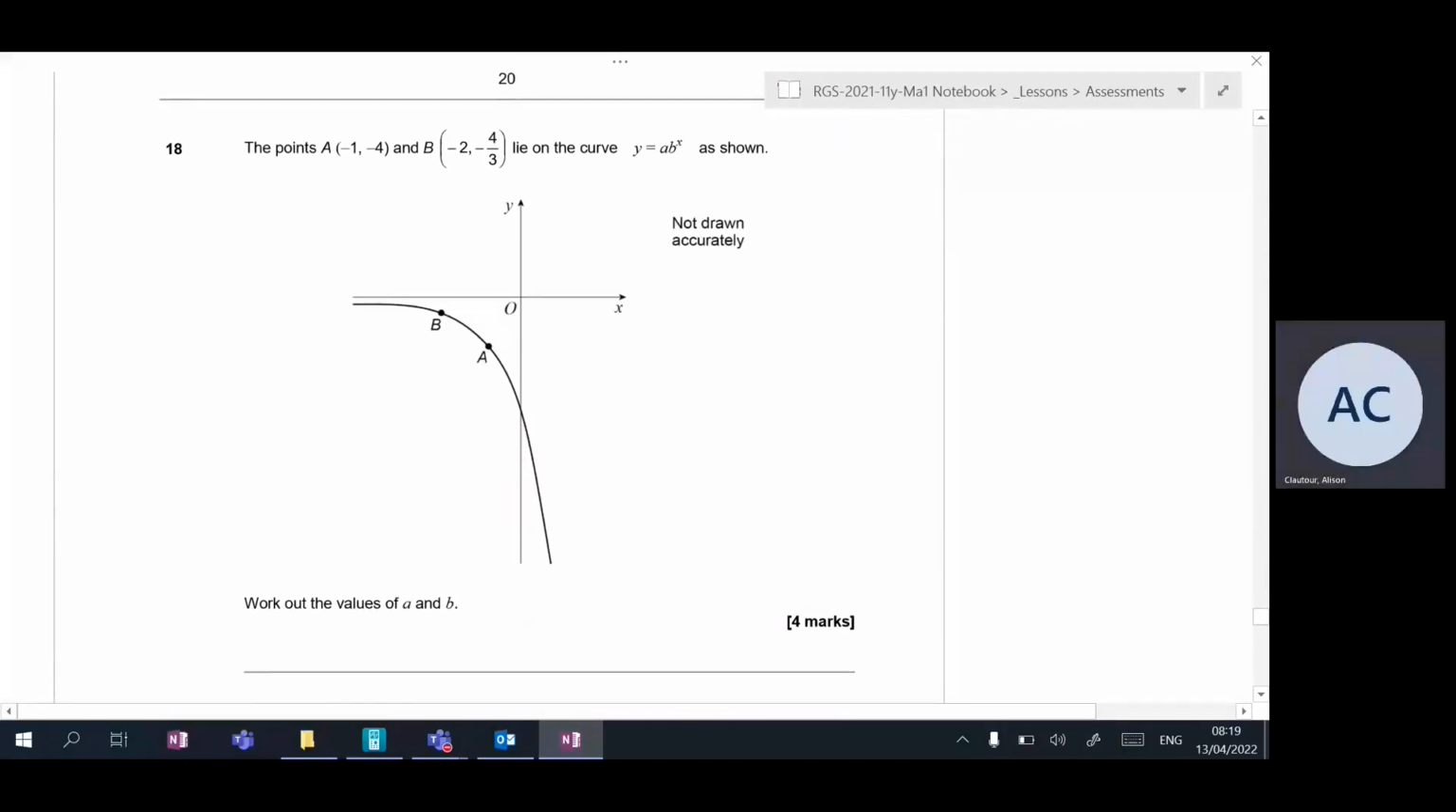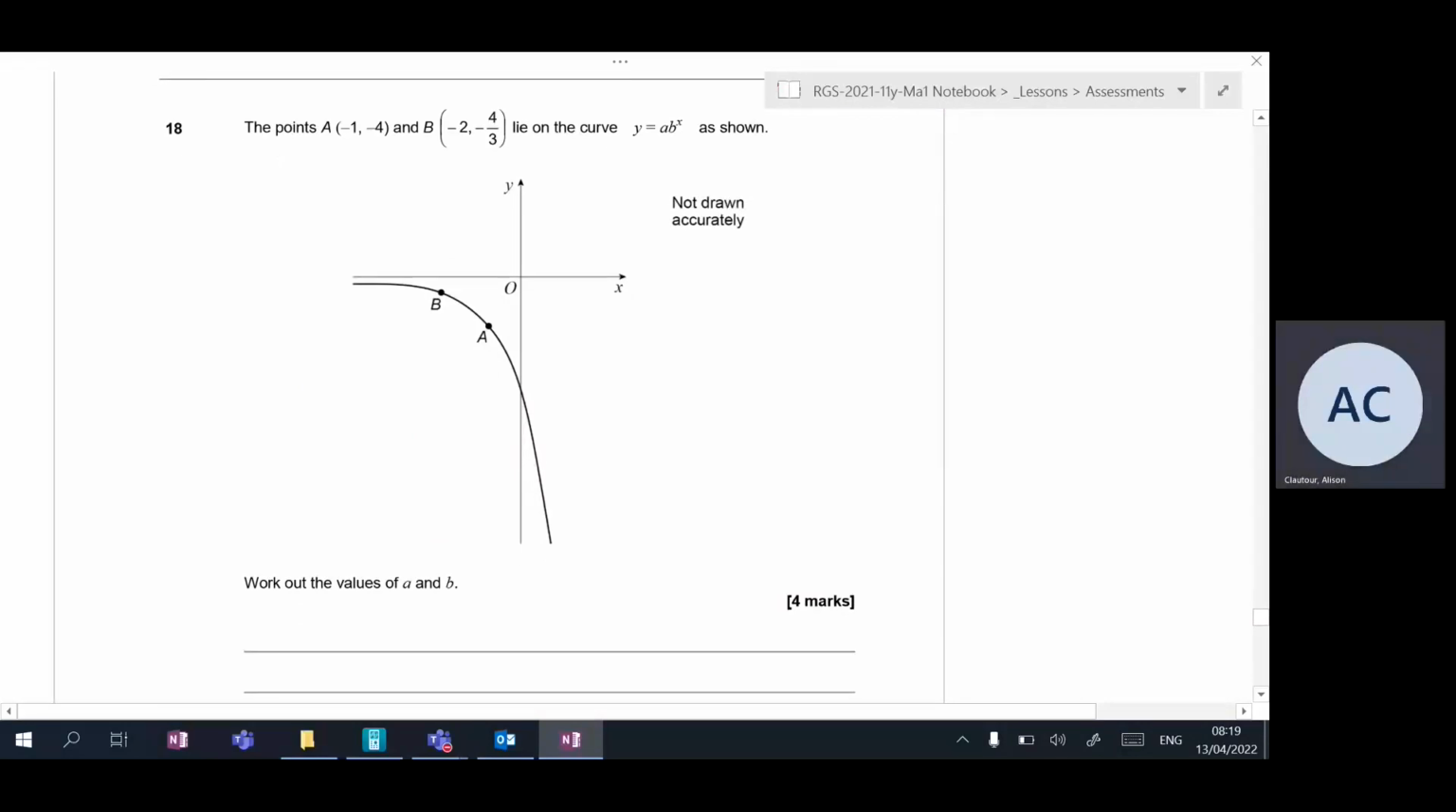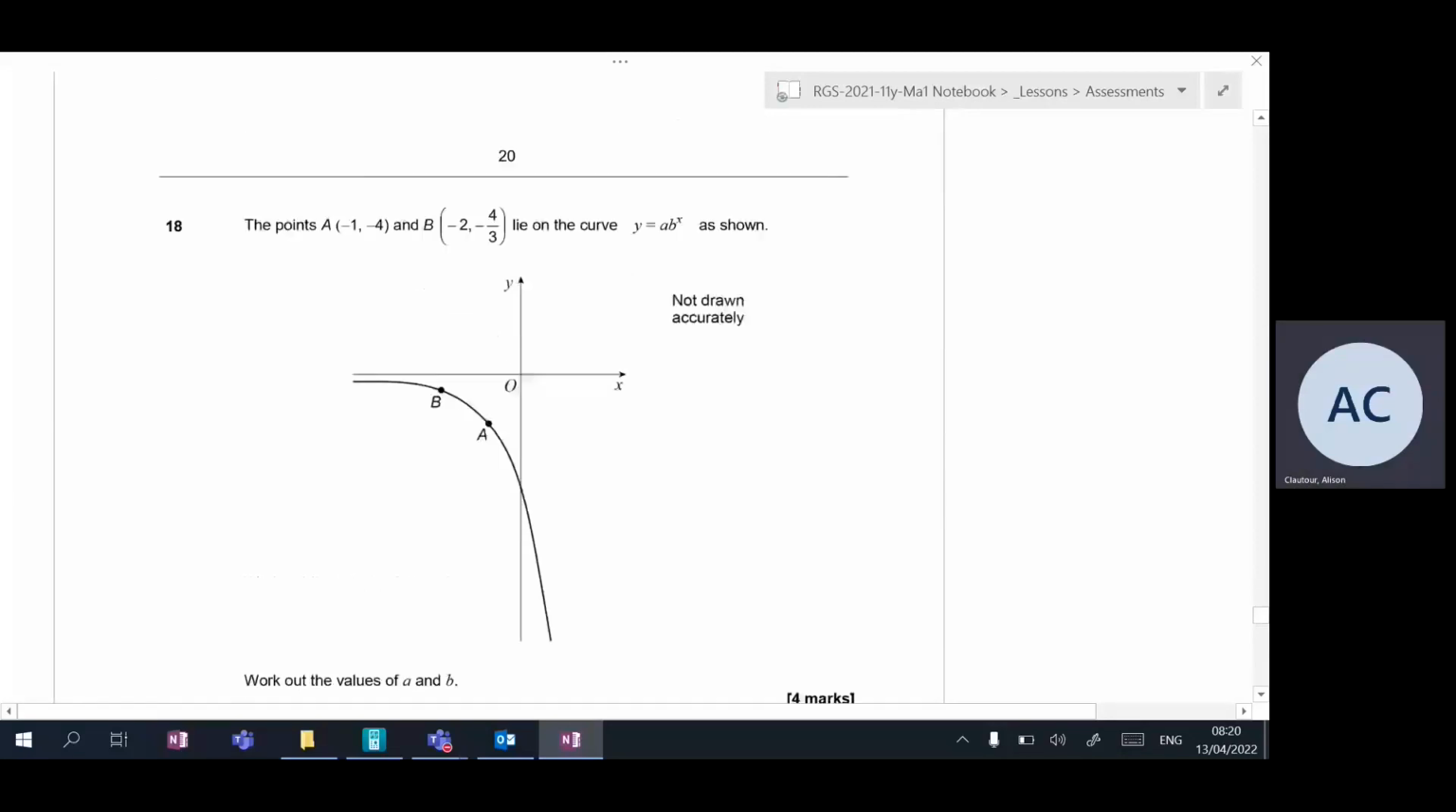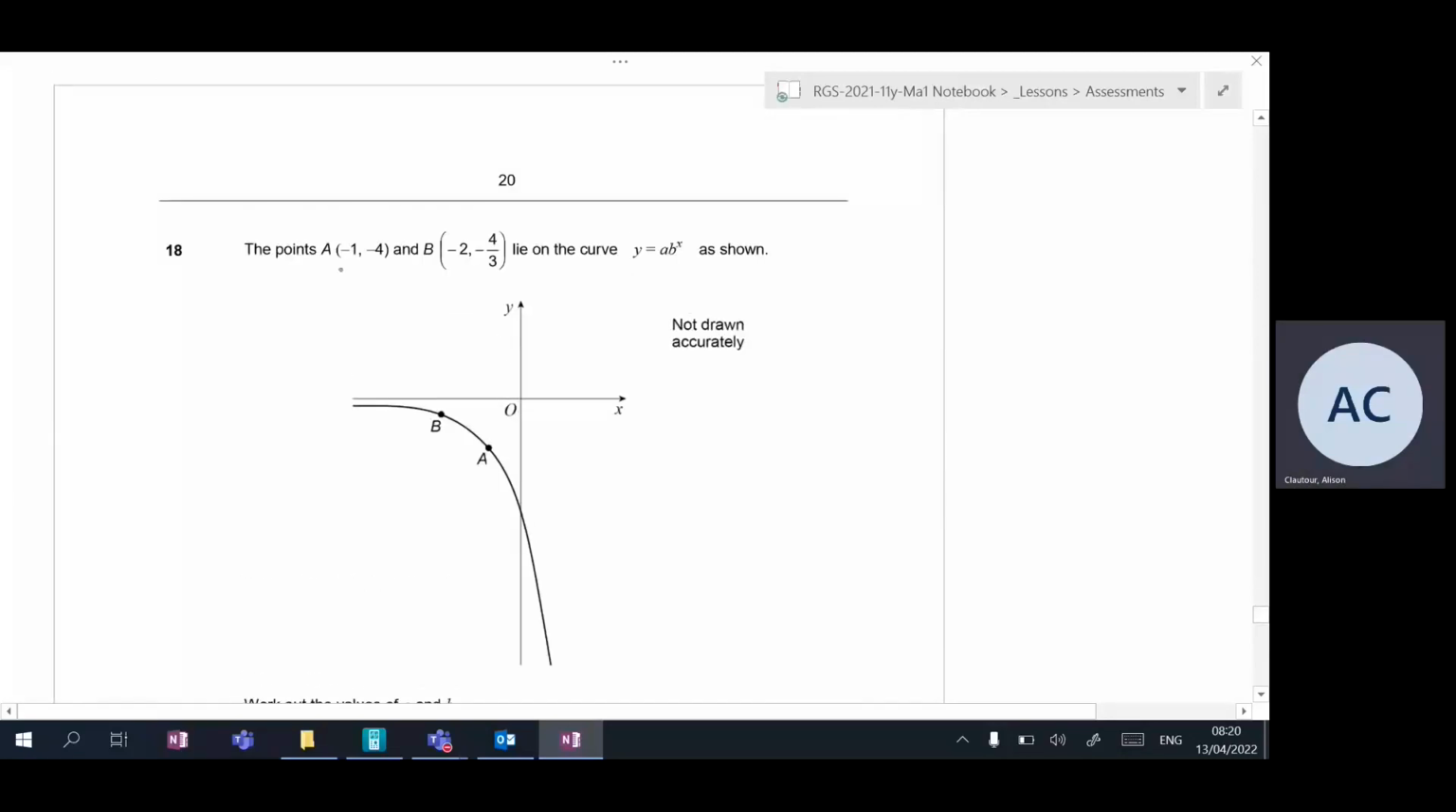Number 18. So we've got y equals a times b to the power of x, and it gives us 2 points that are on the curve. We want to work out the values of a and b. Now this is really easy peasy to do on your calculator, but again, I'm going to show you both ways. So we're going to do it by substituting in. So remember, when it gives you a set of coordinates, it gives you an x value and a y value.